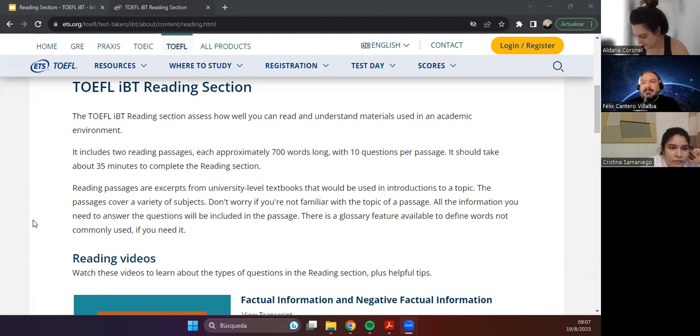Okay, continue? Yes, please. Reading passages are excerpts from university level textbooks that will be used as an introduction to a topic. The passages cover a variety of subjects. Don't worry if you are not familiar with the topics of the passage, because the information you need to answer the question will be included in the passage. There is a glossary feature available to define words not commonly used if you need it.